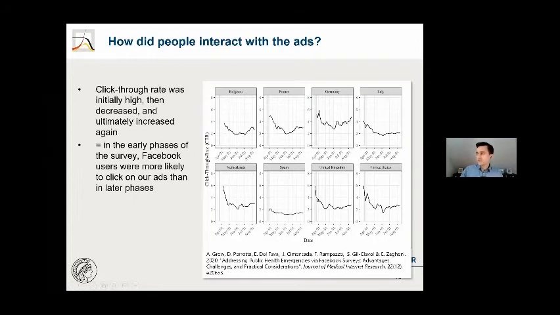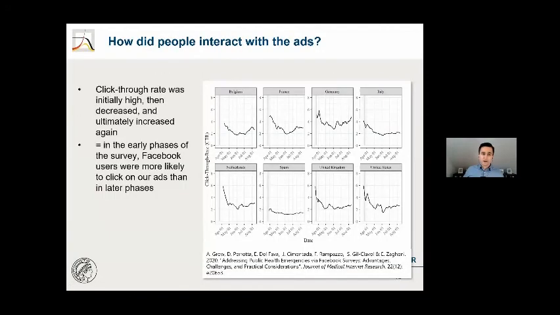Arguably, we expect that this is because people got a bit used to the topic, and also during summer, infection rates somewhat decreased across countries, thereby rendering this topic less salient and less interesting for people. But towards winter or towards late summer, when infection rates picked up again, also the interest of people in a survey increased again, and the click-through rate increased. So this is also something to keep in mind when interpreting our results over time, that the salience of the topic varied arguably somewhat over time.